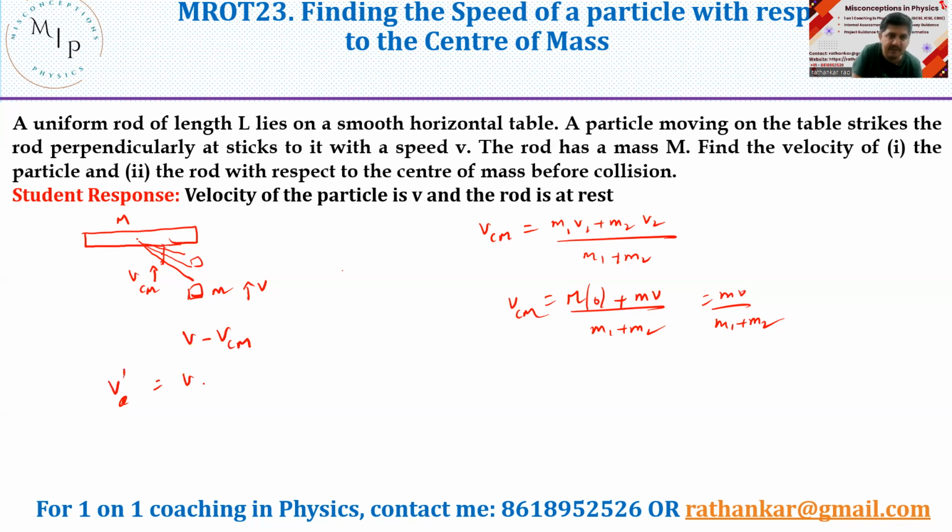V dash is equal to V minus VCM, which should be MV divided by M plus capital M. Okay, so when I do this, what do I get here? MV plus capital MV minus MV divided by M plus M. This MV and this MV go away. So the answer here is MV divided by M plus M.